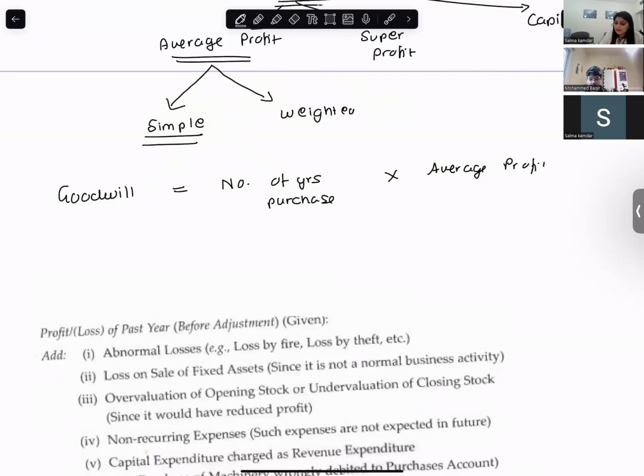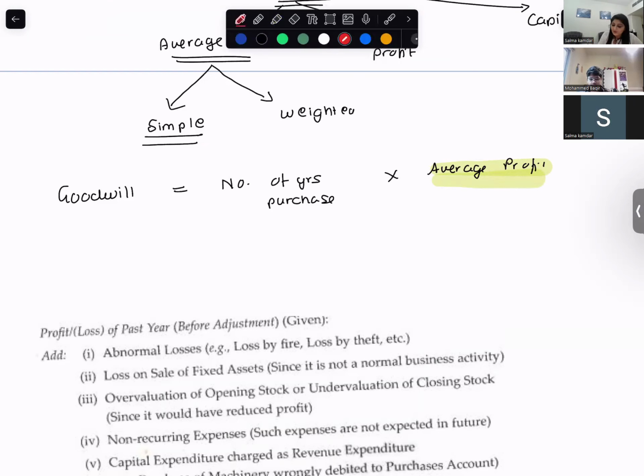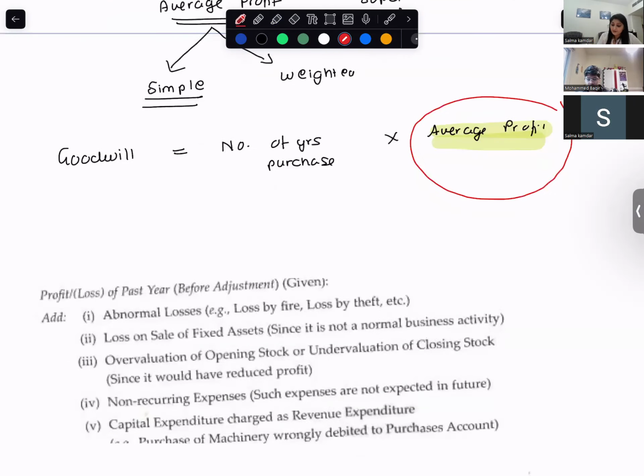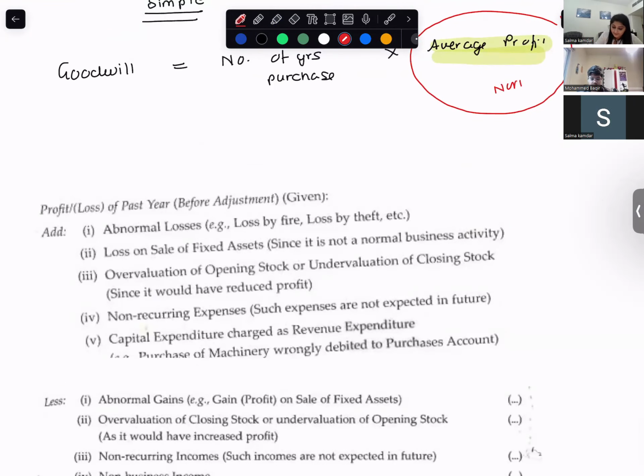Now over here, what we are going to learn is average profit. This is number of years purchase times average profit. But when I talk about average profit, we want our normal average profit. What does normal average profit mean? I want to find the goodwill of the firm, and I value the goodwill of the firm based on the profits made by the firm.